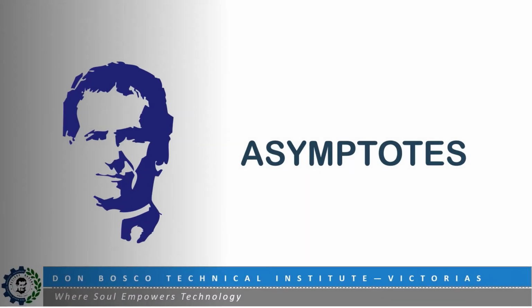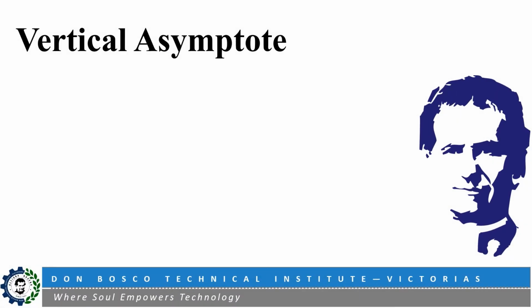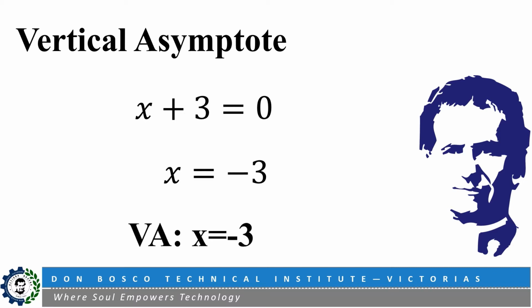Next, we solve for the vertical asymptote. In order to solve for the vertical asymptote, we equate the denominator to 0. Since we did not reduce the rational function to lowest terms, we just use the original denominator. So that's x plus 3 equals 0. Solving for x, we have x is equal to negative 3. This means that the vertical asymptote is at x is equal to negative 3.